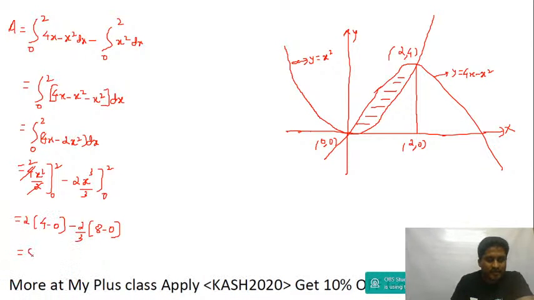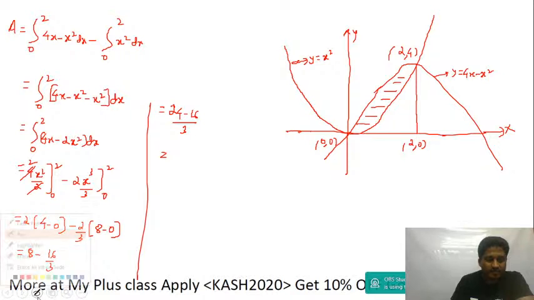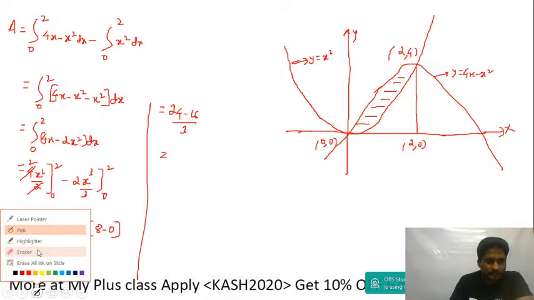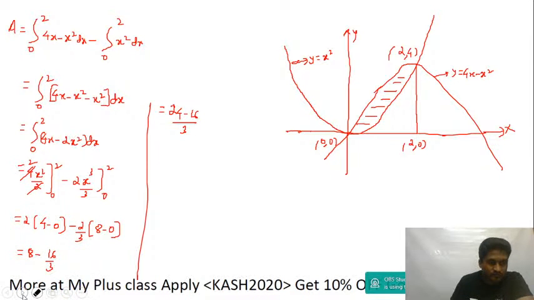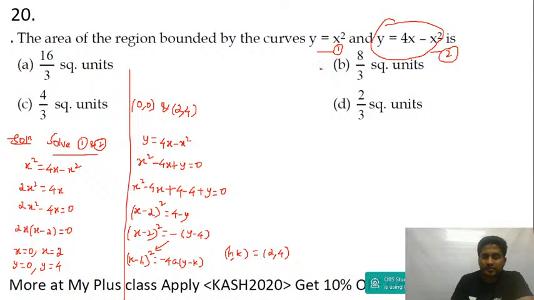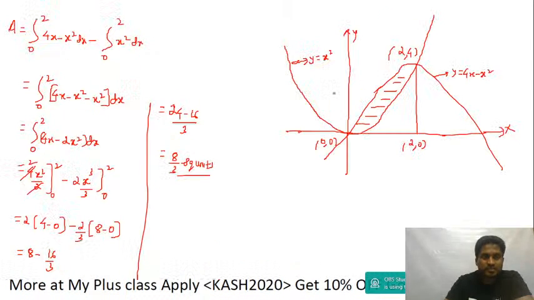So that's equal to 8 minus 16 by 3. If you cross multiply, 24 minus 16 whole divided by 3. So that's equal to 8 by 3 square units. Answer is option B. Okay, let's move to the next question, guys.